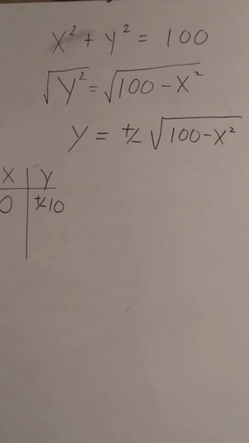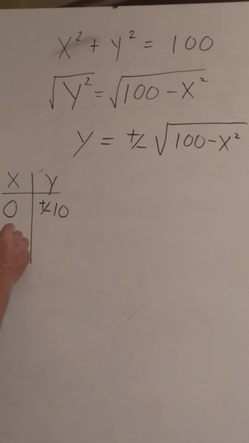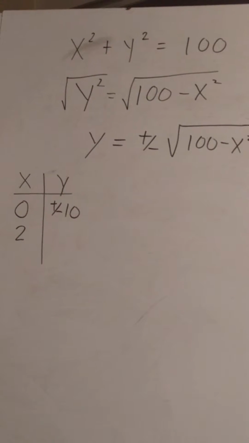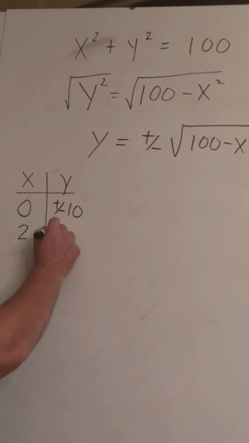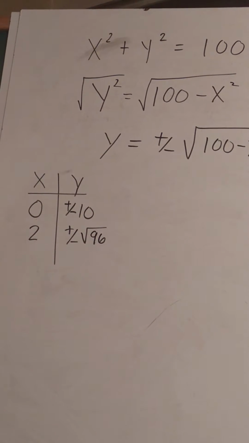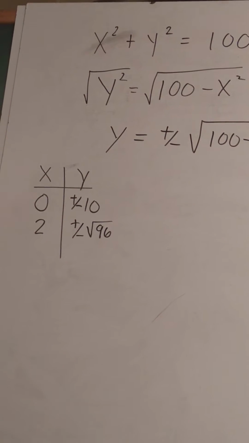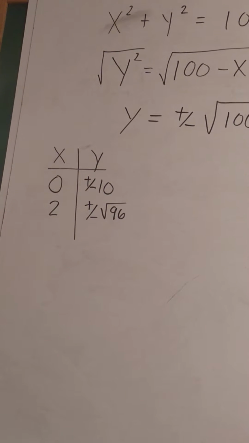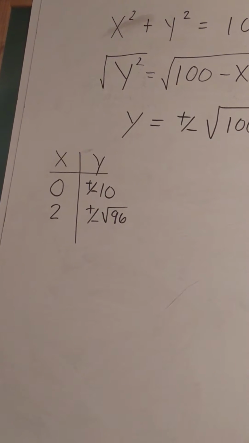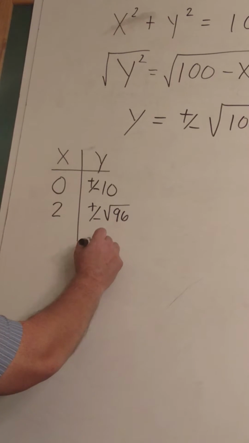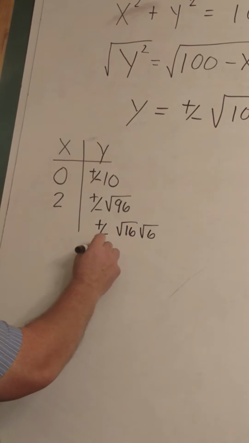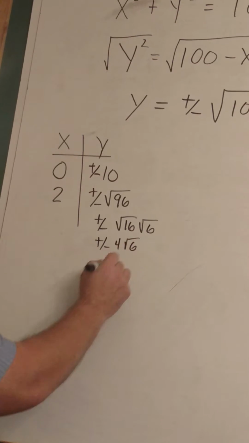What if I plug in x is 2? I get plus or minus the square root of 100 minus 4, which is 96. I think 16 goes evenly into 96, with 6. So it'd be plus or minus the square root of 16 times the square root of 6, which is plus or minus 4 times the square root of 6.